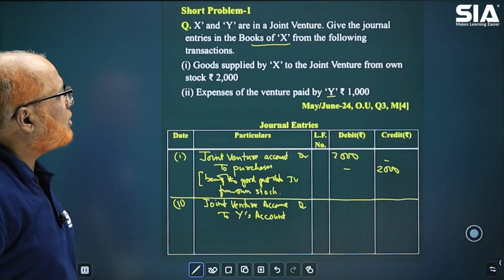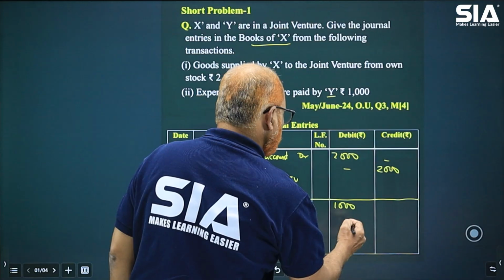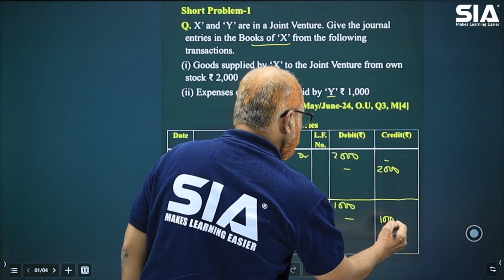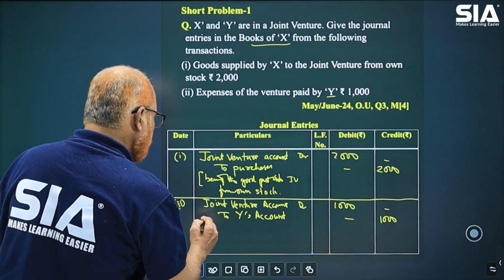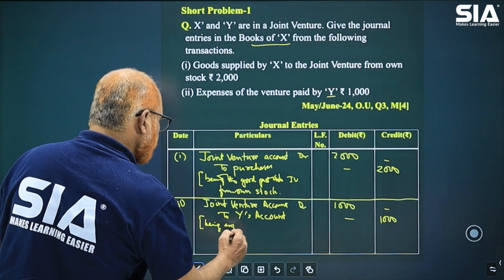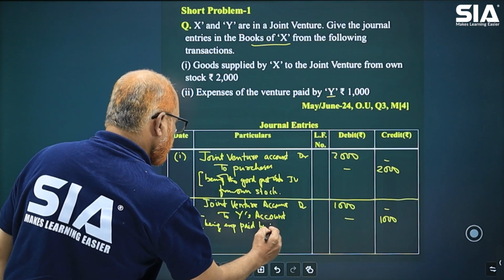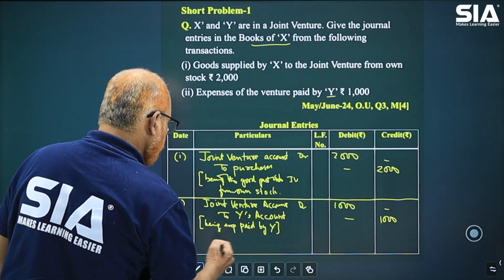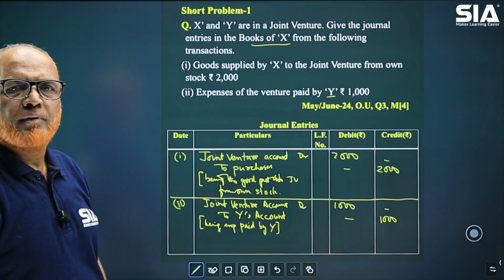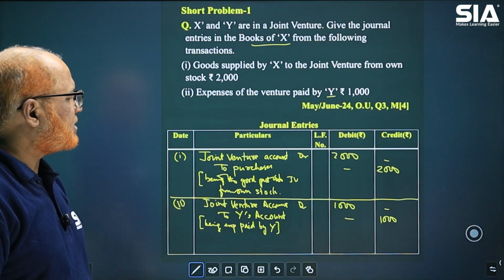To Y's account. How much expenses paid? 1000. Being expenses paid by Y. That's all. So all expenses will be debited to joint venture account. Y is paying, so Y's account is credited.